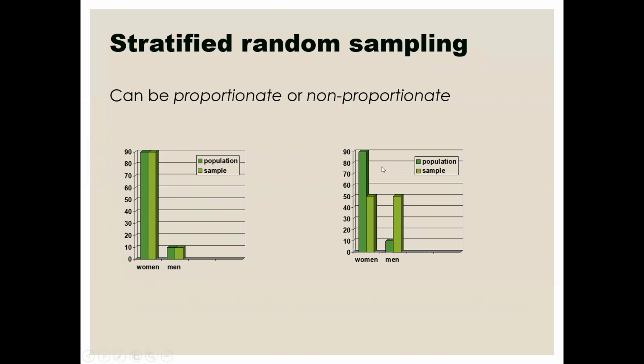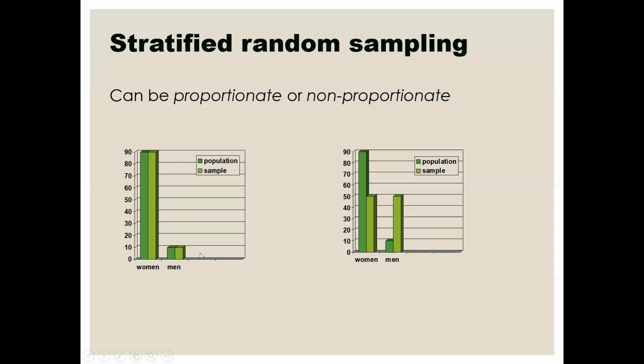But you can also say that, in this population, there are way more women, and I really want to understand what's the health effect of this condition upon men. So you can make a conscious choice to say, I want to overrepresent. I want to make a non-proportionate sample that overrepresents the percentage of men in the sample, so you can compare these two groups statistically. So you make this decision.